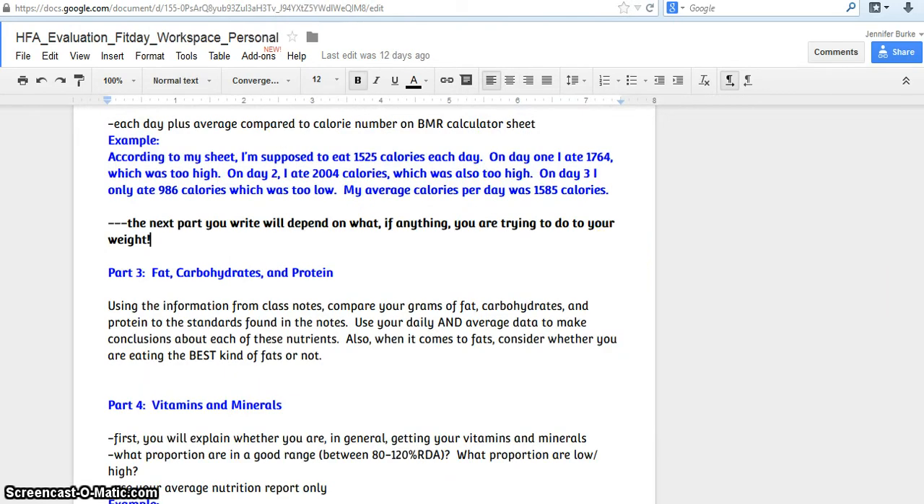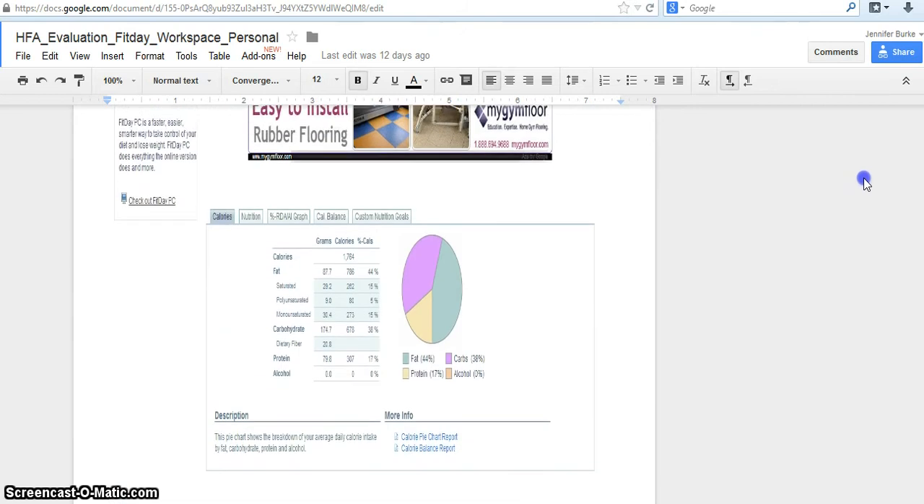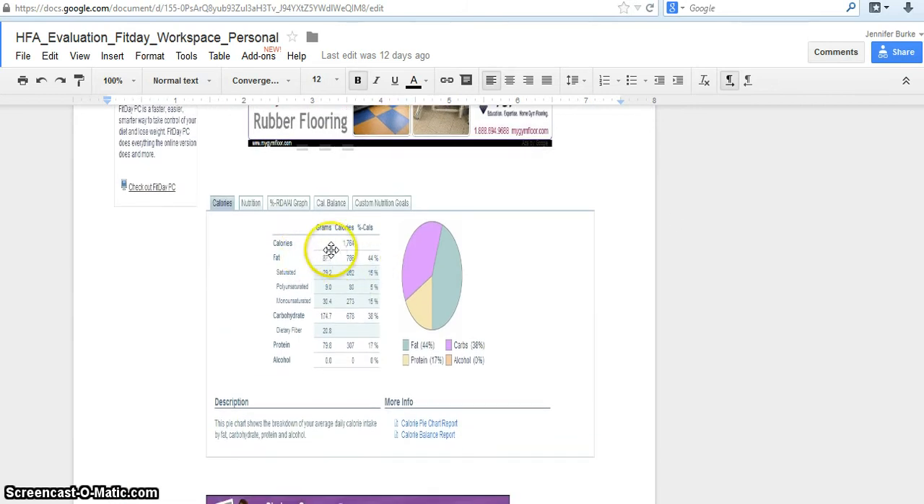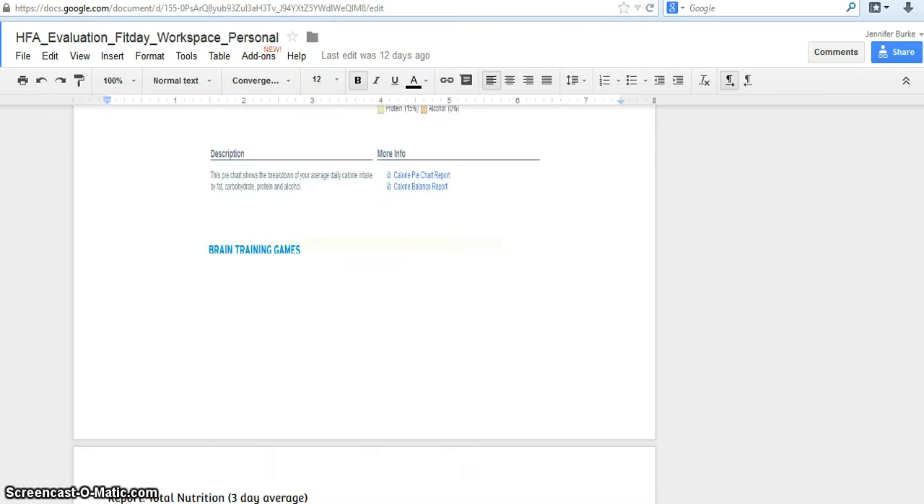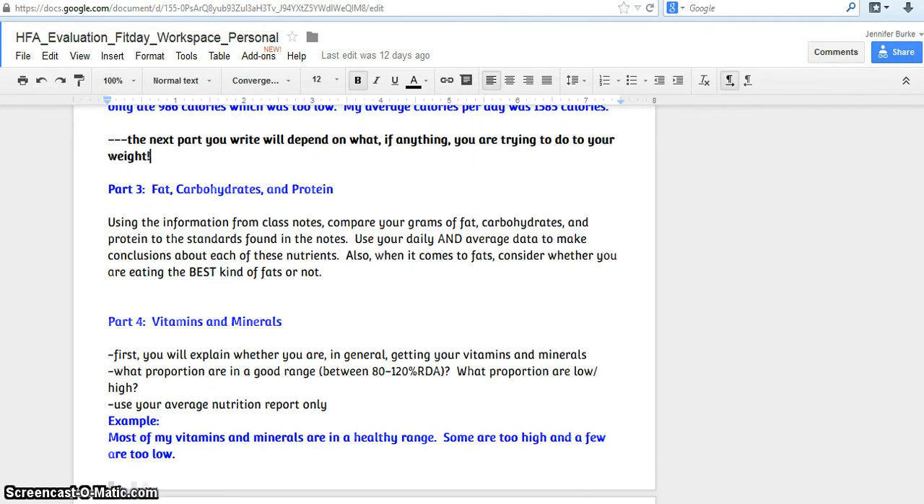Those numbers are found on your pie charts beside the pie chart. Here we have 87.7 grams of fat, 174.7 grams of carbs, 79.8 grams of protein for that day, for that person's intake. So those are the numbers that you use for part 3. You also will discuss your saturated versus unsaturated fat numbers.